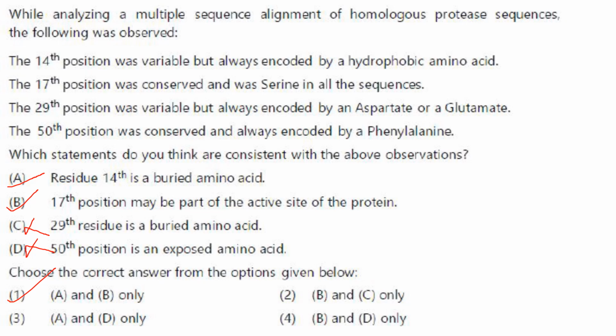That's also correct. The 29th residue is a buried amino acid? The 29th residue is aspartate or glutamate. They are polar amino acids, so they need not be buried. So the 29th statement is not correct. Then the 50th position is an exposed amino acid? The 50th position was conserved and always encoded by phenylalanine. Phenylalanine is a non-polar amino acid, so it will not be exposed, it will be buried. So the correct answer here is option A and B only.